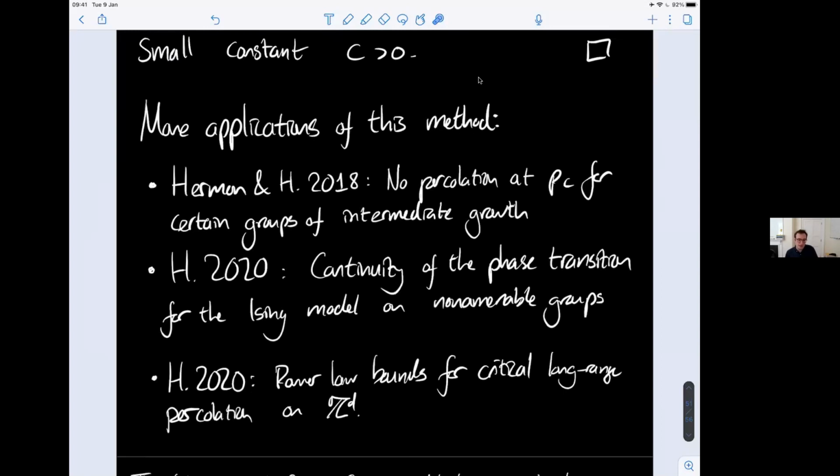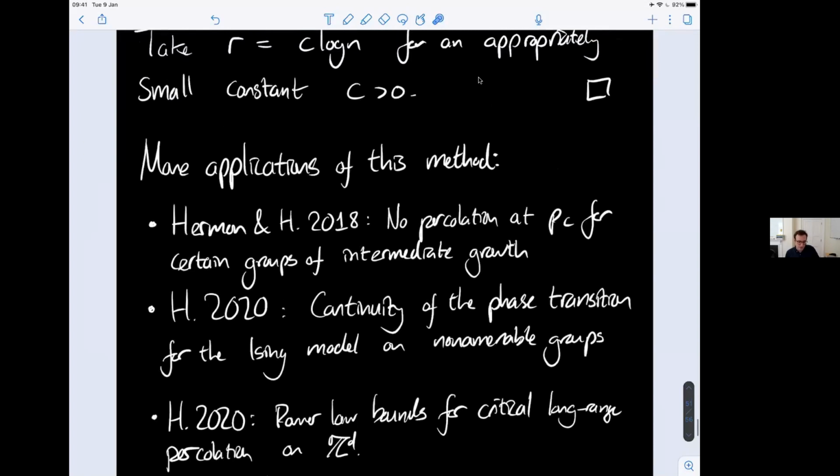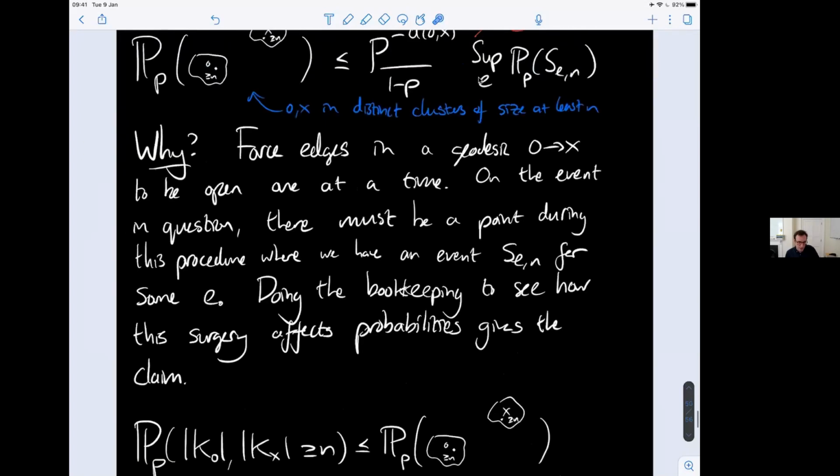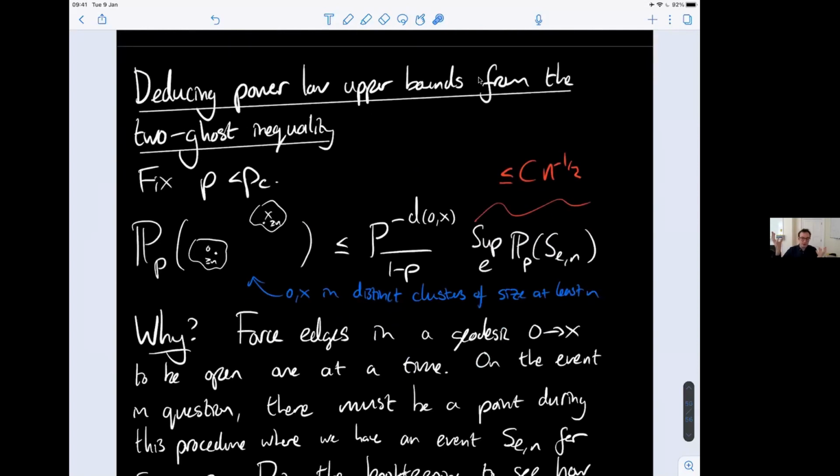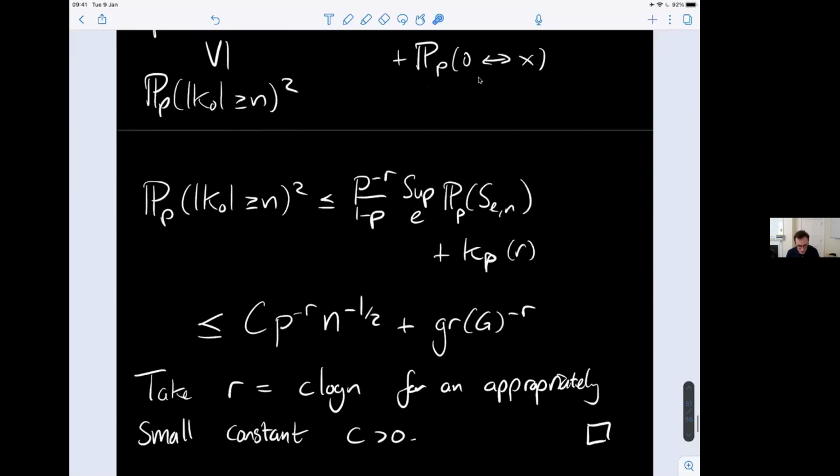The thing that has a lot more room for optimization is in this surgery type step, where we want to get bounds on the probability of having two large clusters that, instead of being next to each other, are at some small distance from each other. And the dependence on the distance here is really bad. This is something where I think there's a lot more scope for improvement, particularly if you want to try and attack nearest neighbor models on Z^d. I can say more about this later, maybe.